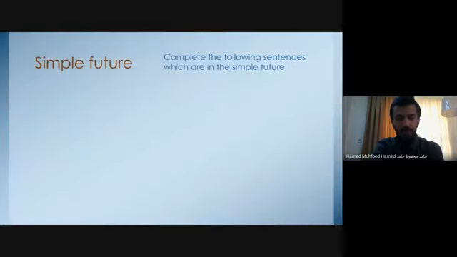First, we have incomplete sentences that we should complete. We should complete them in the simple future tense. First one, here there is a kind of conversation between person A and B. So person A says, there's someone at the door. And B says, I get it. So how to form a sentence here using the simple future tense? What should we say?